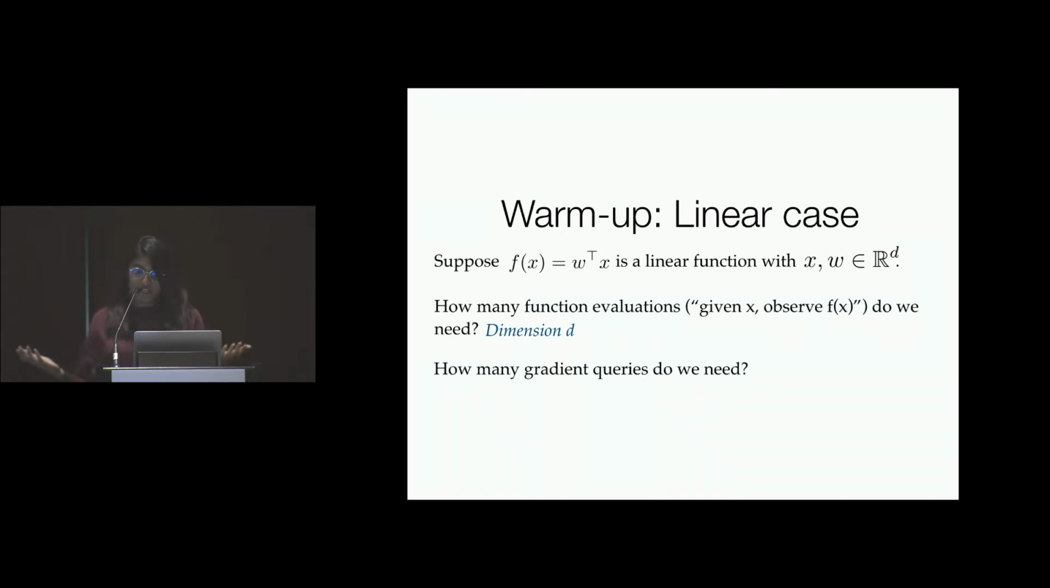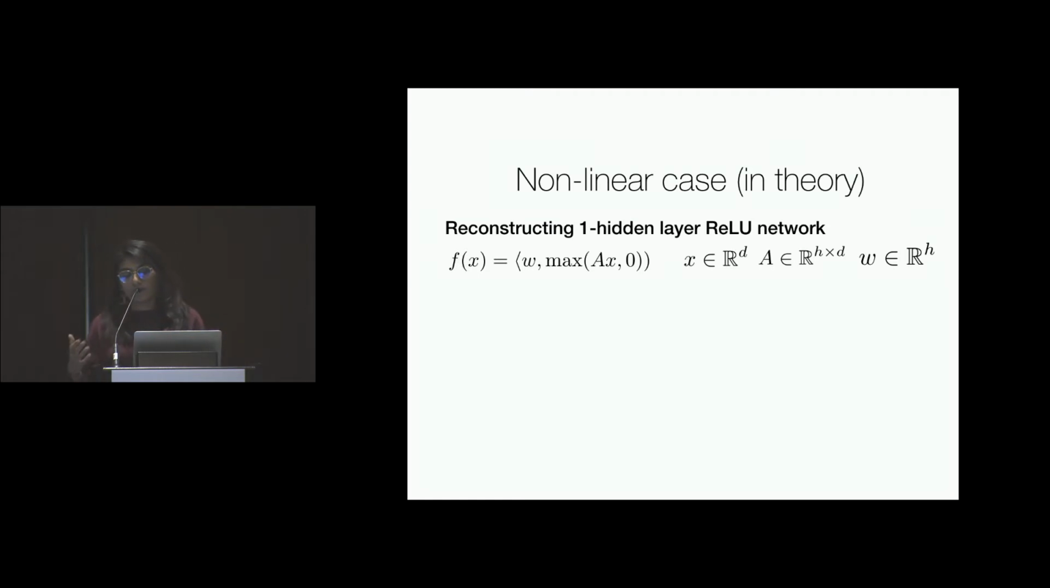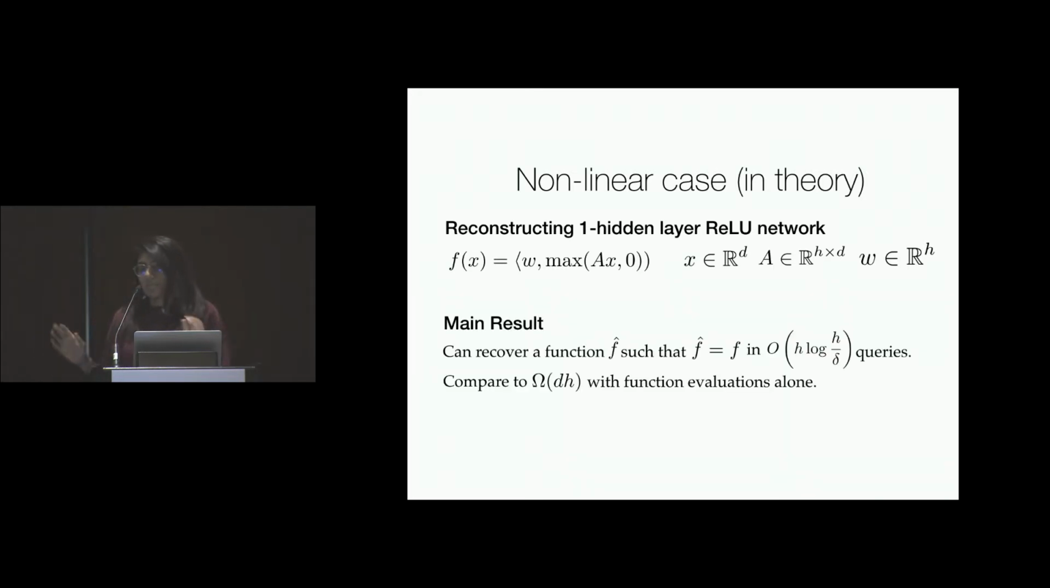How many gradient queries do we need? Well, just one, right? Because the gradient of f(x) with respect to x is the weight vector w. So in this case, the gradient actually reveals the model immediately. So the simple case is just to illustrate to you that the gradients can give you a lot of information about the model potentially. To move to a slightly harder case, we looked at reconstructing a one hidden layer ReLU network, which has generally been a challenging stepping stone towards analyzing more complex networks. We find that, again, here you get basically a speed up on the order of the dimension d.